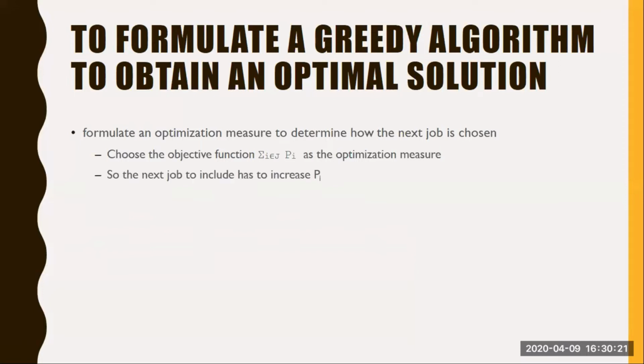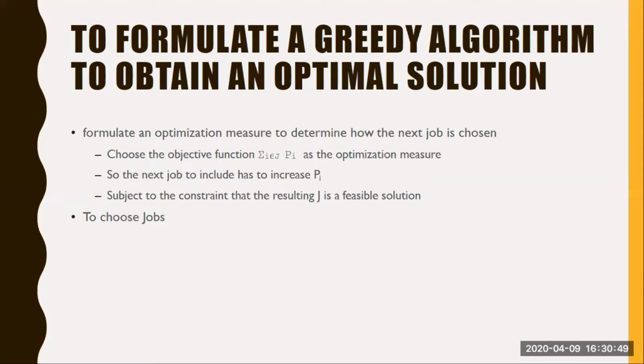Whenever you want to include the next job, it should be included in such a way that it increases the profit, meaning it gets over within the deadline and my profit will increase, subject to the constraint that the resulting set of jobs is a feasible solution. If it doesn't get over within the deadline, then it's not a feasible solution.